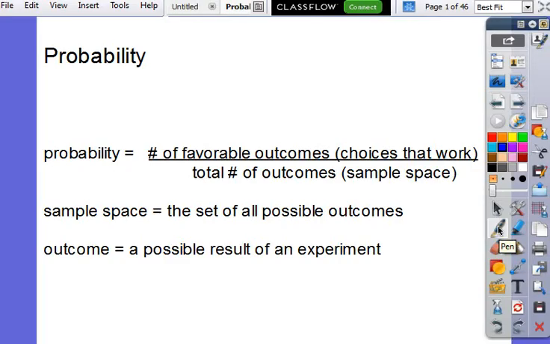All right, probability. The basic definition of probability is the number of favorable outcomes, or the things that work, over the total number of outcomes, which is your sample space. You're looking for the things that answer the question they're asking over the total number of choices you could possibly have. The sample space is all of your choices. An outcome is the possible result of an experiment.